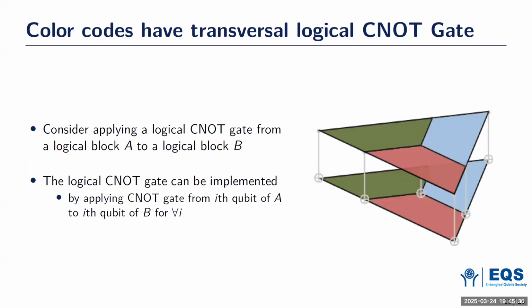And color codes also have transversal logical CNOT gates. Suppose there are two logical blocks and we want to apply a logical CNOT from the upper block to the lower block. Then all we have to do is apply CNOTs from each qubit of the upper block to the corresponding qubit of the lower block. Since these CNOTs only operate on the ith qubits of the blocks, we can say that this CNOT gate is transversal.